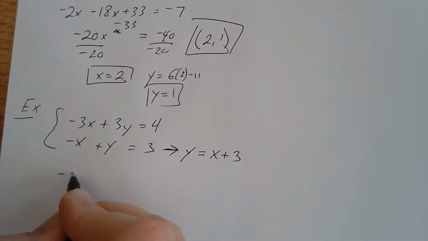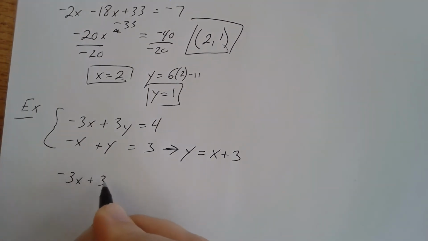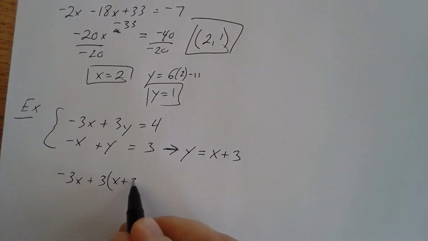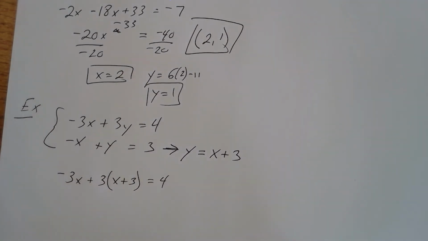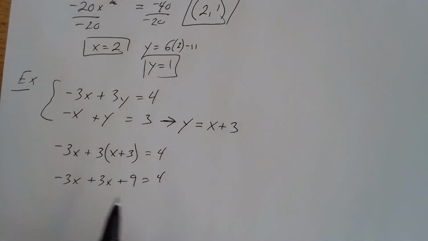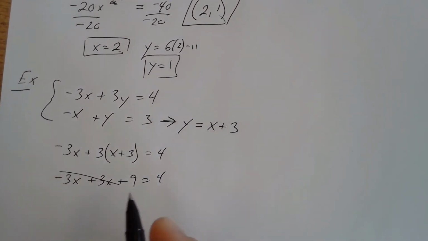So now my equation is going to read negative 3x plus 3 times parentheses, my y is now x plus 3, equals 4. Make sure that every time you substitute that in, you put parentheses around it so that you can distribute things accurately. So I get negative 3x plus 3x plus 9 equals 4. Awkwardly enough, the negative 3x and the positive 3x cancel each other out, and you're left with 9 equals 4. But 9 doesn't equal 4.